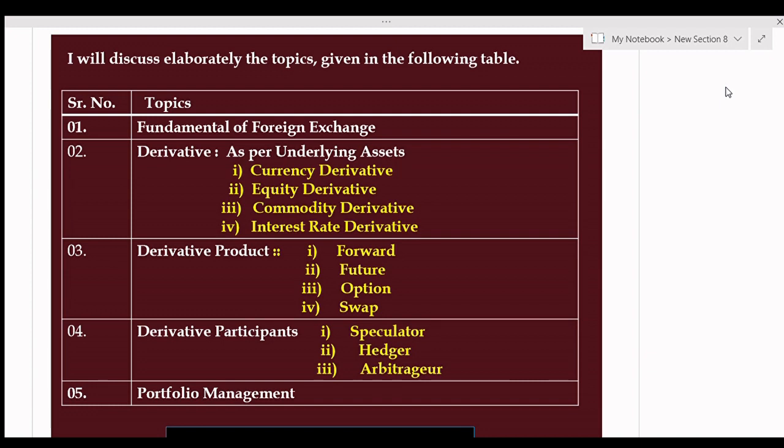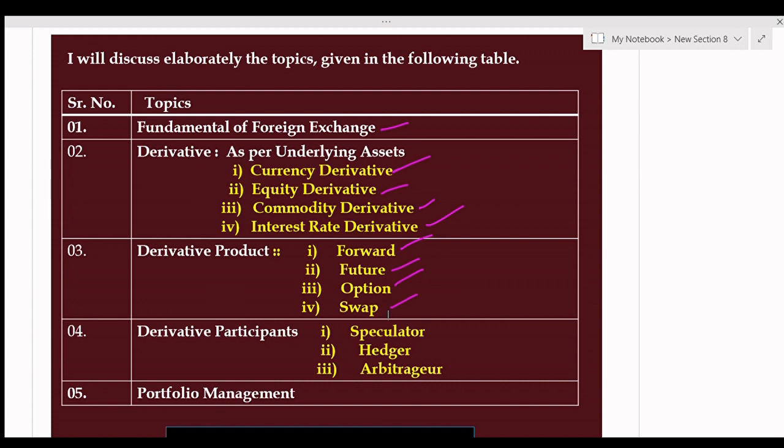I will discuss elaborately the topics given in the following table. Number 1. Fundamental of foreign exchange. Derivative as per underlying asset. Currency derivative, equity derivative, commodity derivative, interest rate derivative. Derivative product: forward, future, option, swap.